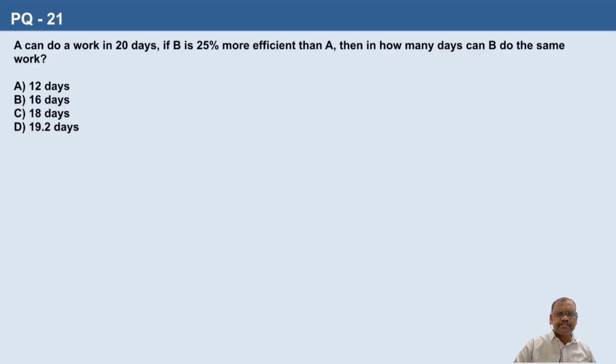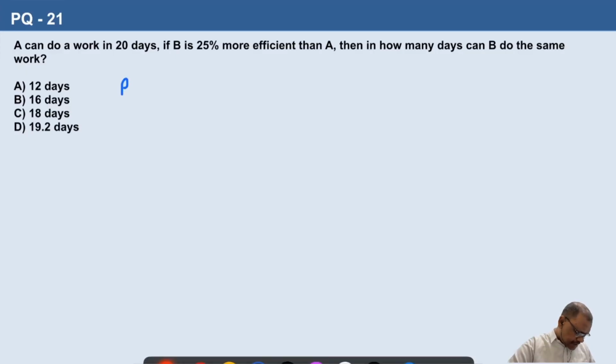Question number 21. A can do a work in 20 days. If B is 25% more efficient than A, then in how many days can B do the same work? So these are the problems based on efficiency. Efficiency and time are inversely proportional.